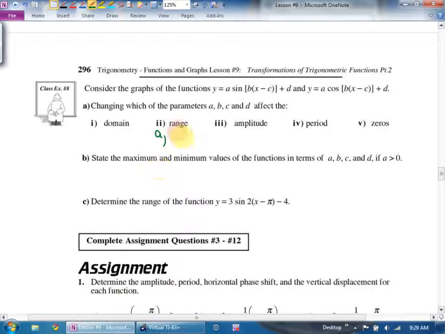Three is more obvious. Which one changes the amplitude? A. Which one changes the period? B. Which one changes the zeros? The what? The x-intercepts. Okay. Now I gotta think a little bit more here.